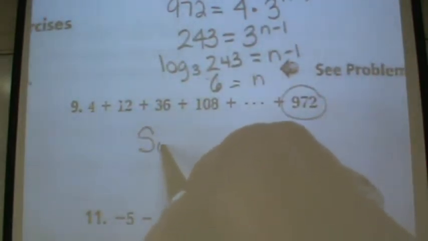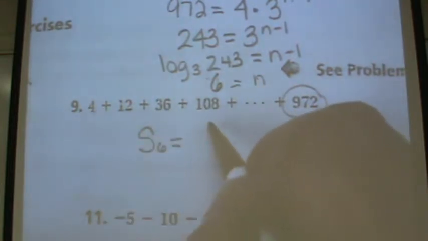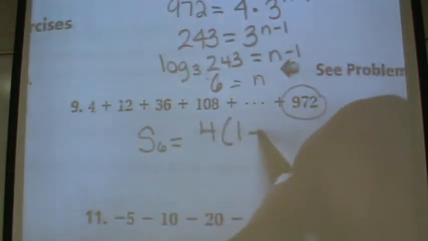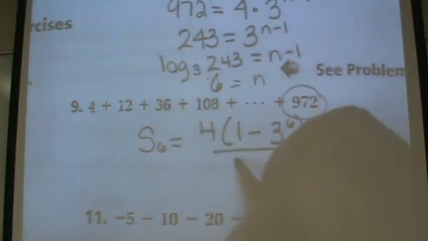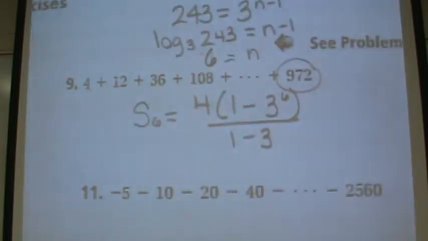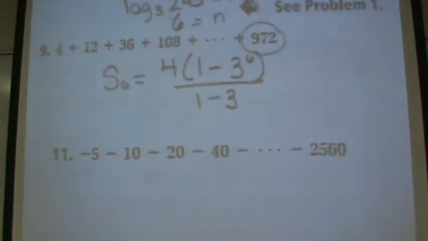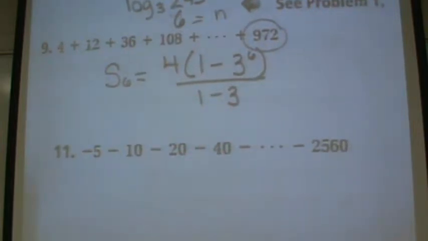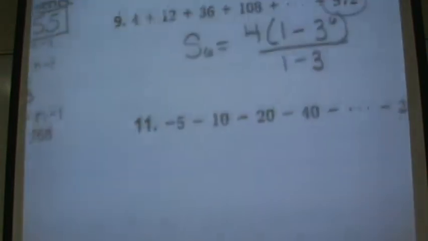The sum of the first 6 terms: it's the first term in the sequence, 4, times 1 minus the r value, which is 3, 3 to the 6th power, over 1 minus the r value, which is 3. So type that in your calculator, tell me what you get. 1,456.